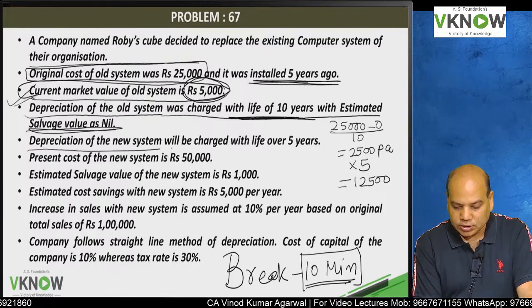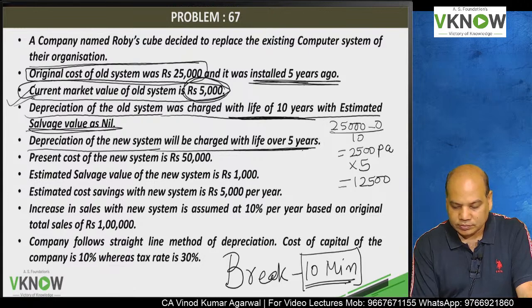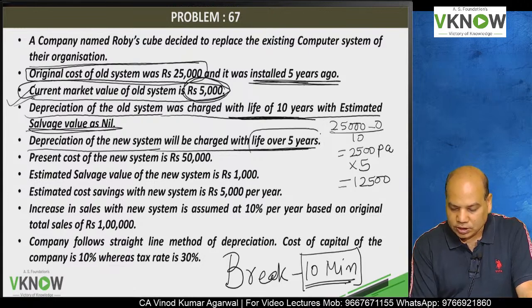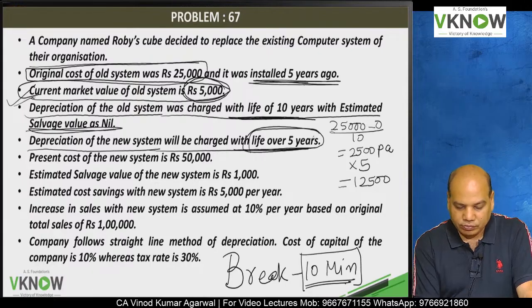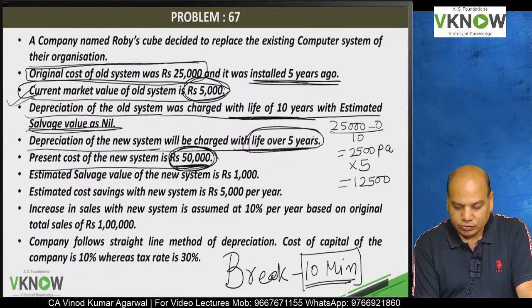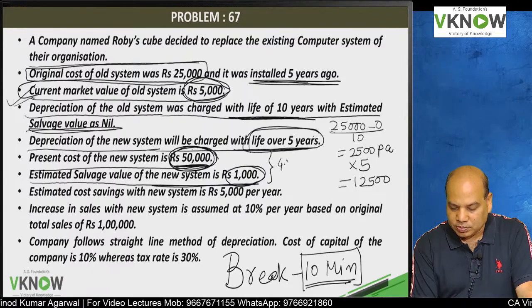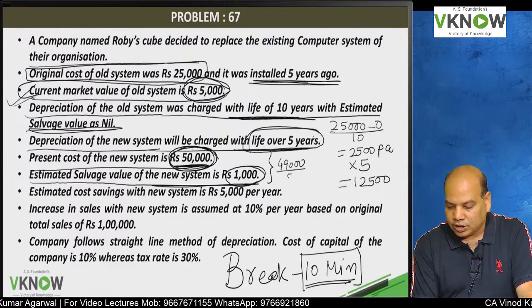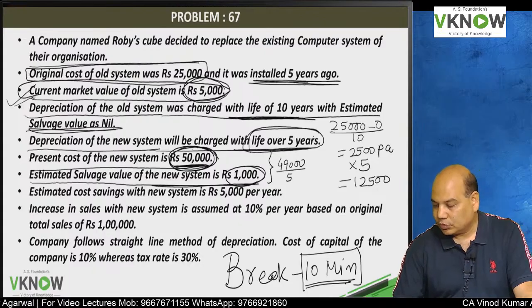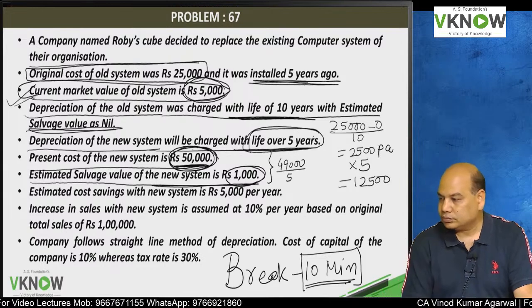Depreciation of the new system will be charged with life over 5 years. New system has again remaining life of 5 years. Present cost of the new system is 50,000. This is my year 0 investment in new system. Salvage value of the new system is 1,000. So for depreciation purpose, we will take 49,000 divided by 5.